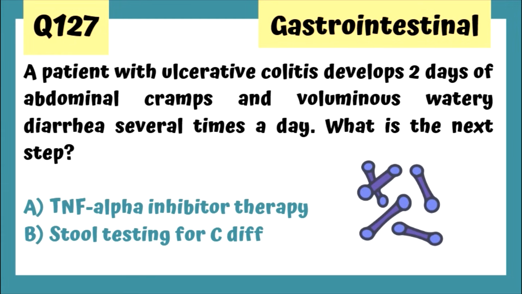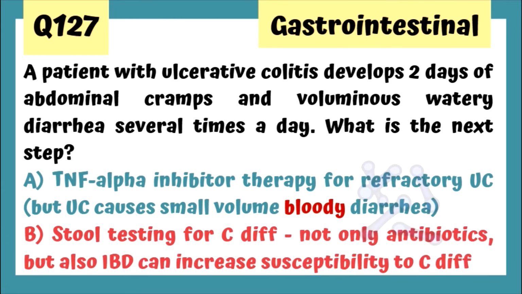Question 127. A patient with ulcerative colitis develops 2 days of abdominal cramps and voluminous watery diarrhea several times a day. What's the next step? So he has ulcerative colitis and is getting watery diarrhea. So there's not really an ulcerative colitis problem. We would see bloody diarrhea there, and therefore this might be a C. diff problem. We're going to go with stool testing for C. diff, okay? TNF-alpha therapy is for refractory ulcerative colitis, which would cause small volume bloody diarrhea.